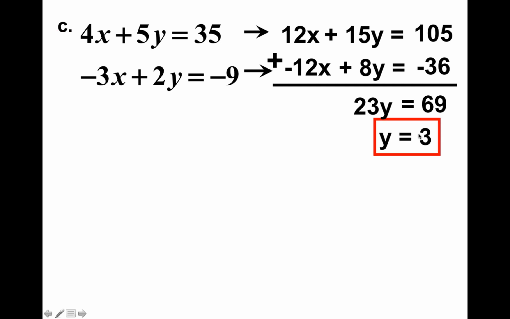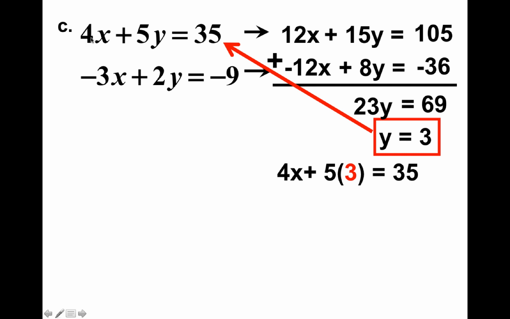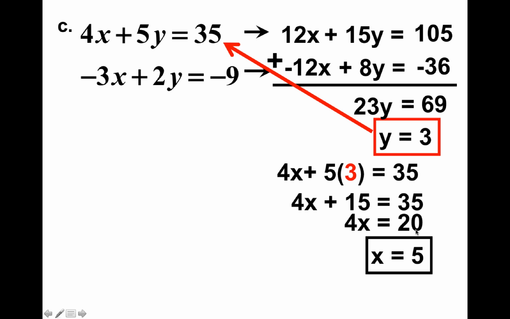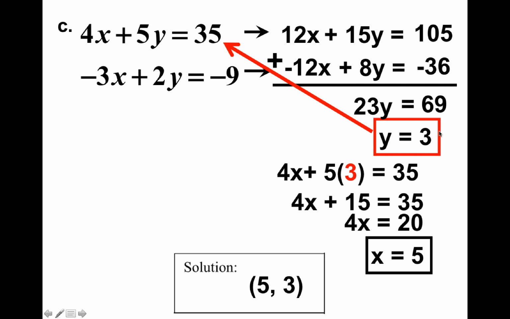You can plug this value into either equation. Since there's no negatives on top, that's what I'm going to pick. So it's 4x plus 5 times, the y becomes 3, and that should equal 35. 5 times 3 is 15. Subtract the 15, so 35 minus the 15 is 20. And divide by 4, so x equals 5. Always write your answer as x comma y, so it's 5 comma 3.